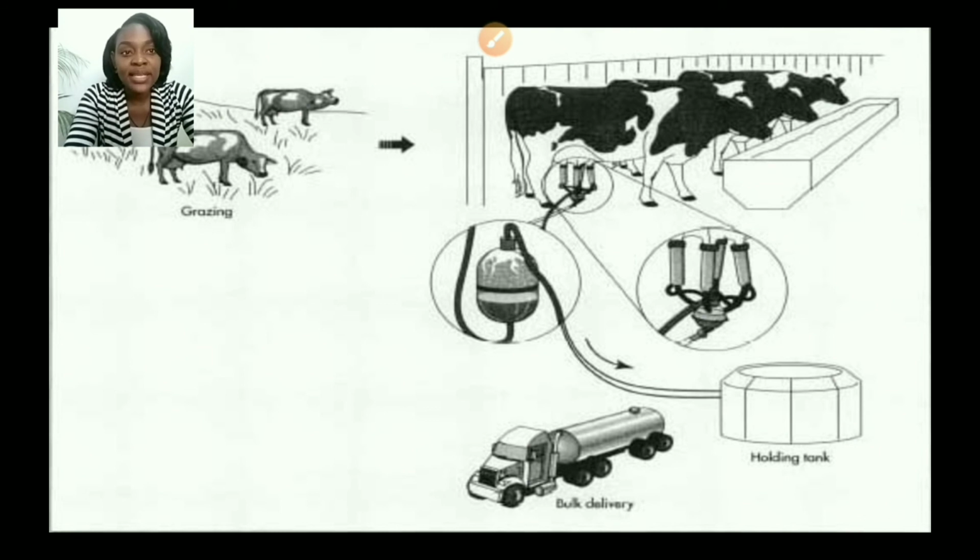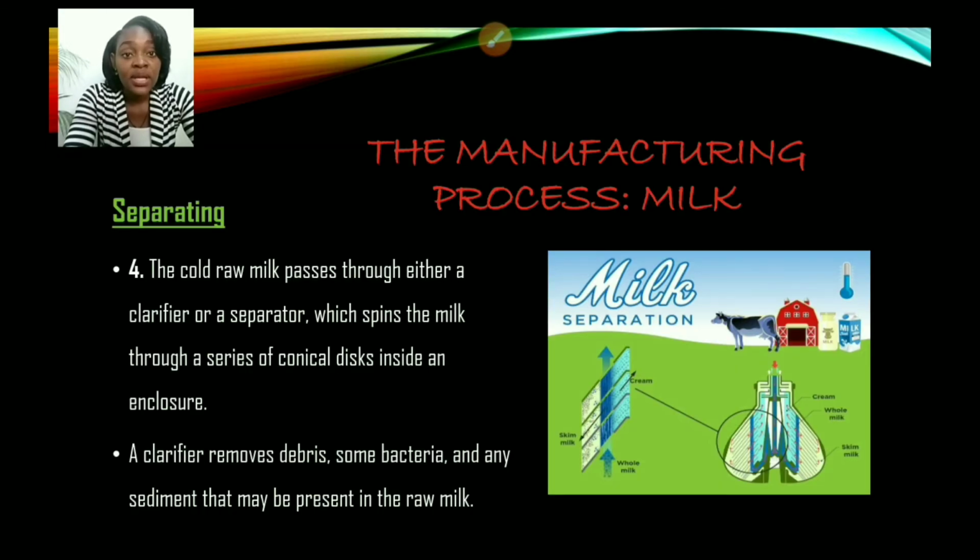Now, let's take a look at this image. What you're seeing at the top where the cows are, they're eating grass, right? That process is called grazing. And then you can see the mechanical pumping machines, and an image of the holding tank and also the bulk delivery truck. And remember, these trucks have to be cooled, right? They're cold trucks.